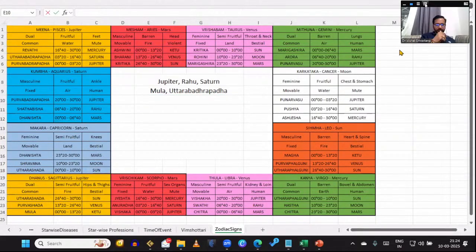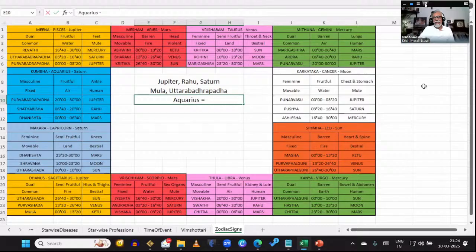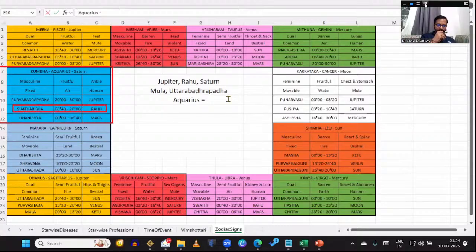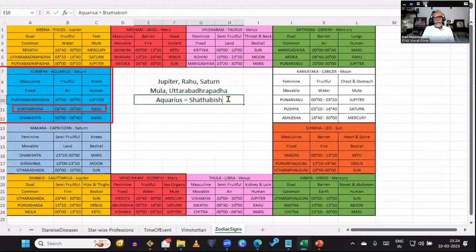Next, Aquarius. Rahu is there. Aquarius is a Saturn sign. In a Saturn sign, do we see a Rahu star? Yes, Rahu is there. We also see Sadabhisha. Yes, sir. Then we also see Purvabhadrapada, a Jupiter Nakshatra. Correct? So now we see 4 nakshatras, sir. Done?